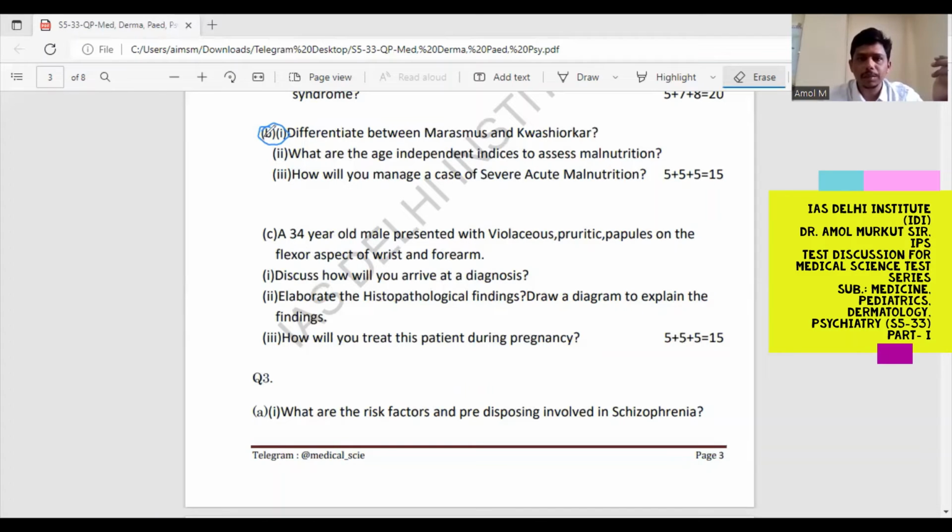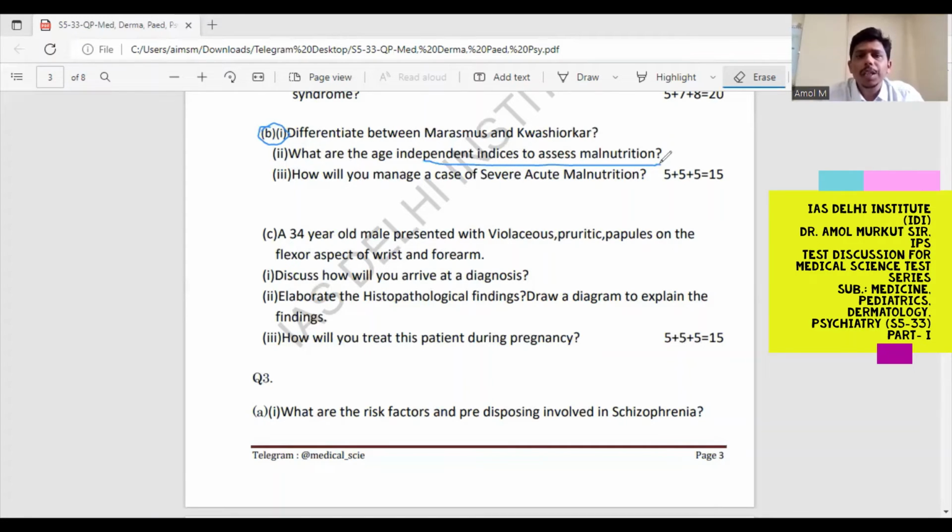In kwashiorkor there is edema, in marasmus there is no edema. Neurological changes may have occurred in kwashiorkor, which are yet to occur in marasmus. So there are various differences between marasmus and kwashiorkor, and we can easily write them. What are the age-independent indices to assess malnutrition?